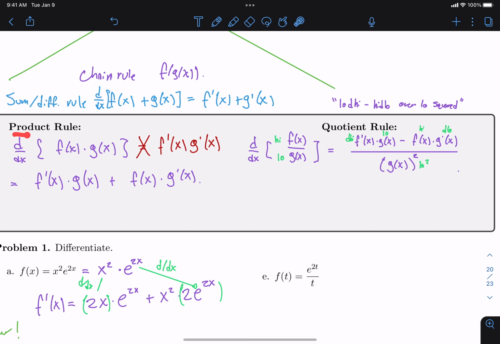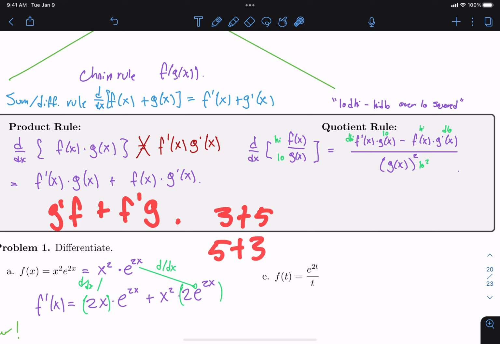For the product rule, if I mess up the order, everything's going to be fine. Because if I accidentally do g prime f plus f prime g instead, well, that's okay because addition can be done in any order, right? 3 plus 5 is the same as 5 plus 3, so we're happy, right? If we switch the order in the product rule, no big deal.